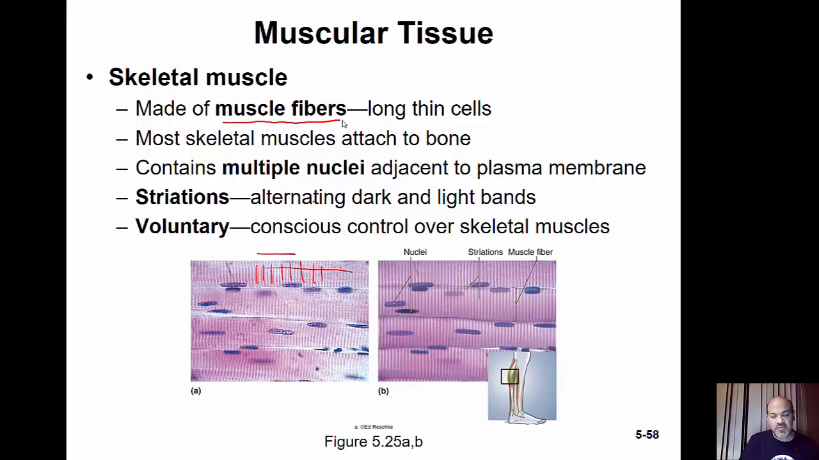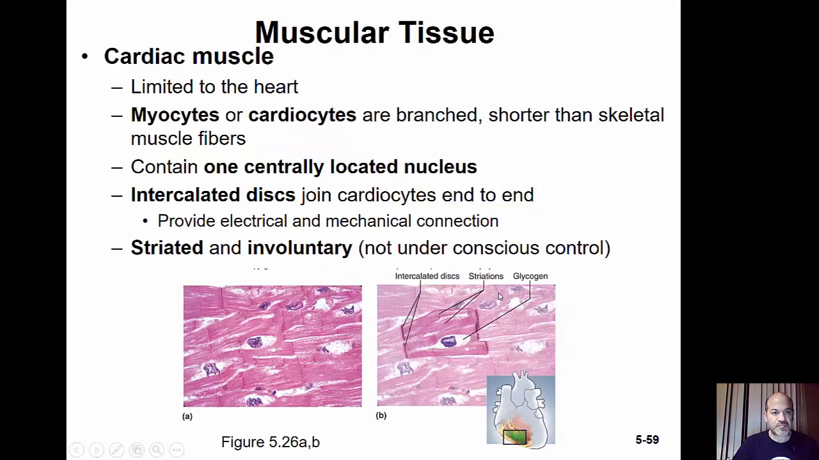So it's made of muscle fibers, which are the cells. They're very long. Most muscle cells are going to attach to bone. They're going to contain multiple nuclei, which you mentioned a while ago, and they're going to have the striping pattern called striations, which alternate dark and light bands, and they are voluntary, so we're able to think about moving our arms. So again, be familiar with these structures, both for lecture and lab. Nuclei, the striations, and the entire structure from here to here is considered a muscle fiber. It's a long muscle cell.